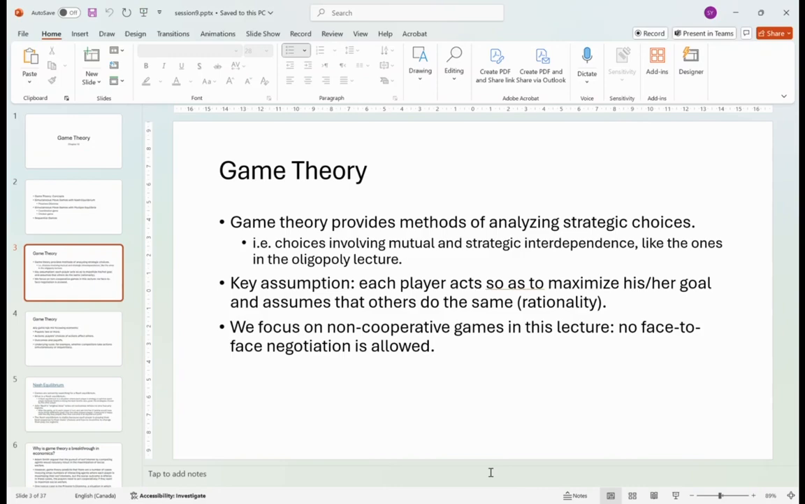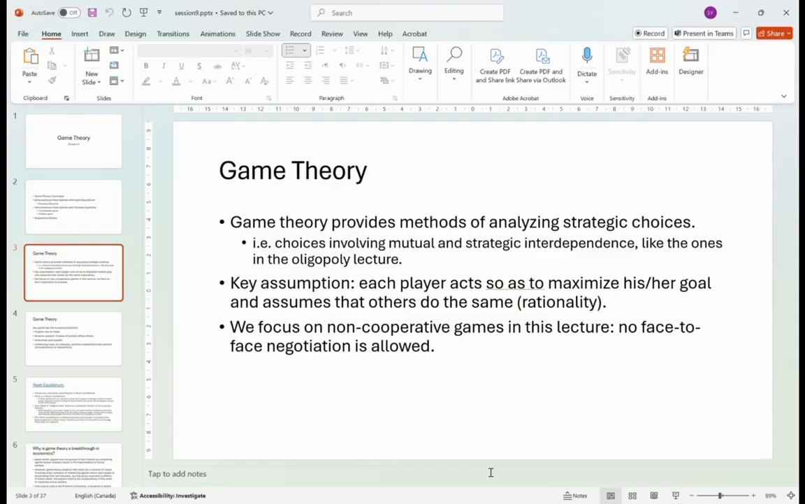So first of all, game theory provides you with a method to analyze strategic choices, right? That's going to be very important when your choice depends on the other player's choice, which is in general when we have mutual and strategic interdependence, like the one we had in the oligopoly, right? The key assumption here is that each player is still maximizing their goal, right? That goal may include profit, if we are talking about the market structure and firms, right?